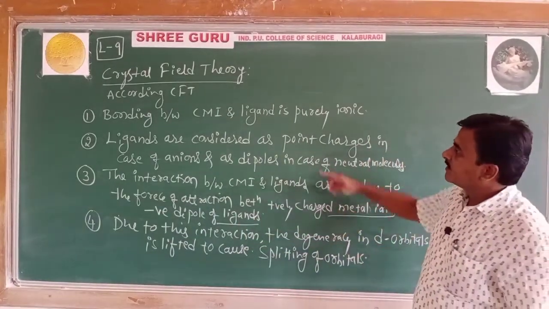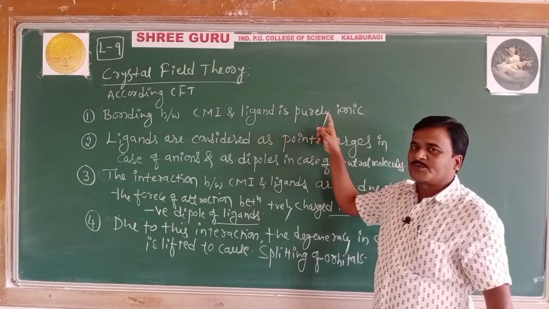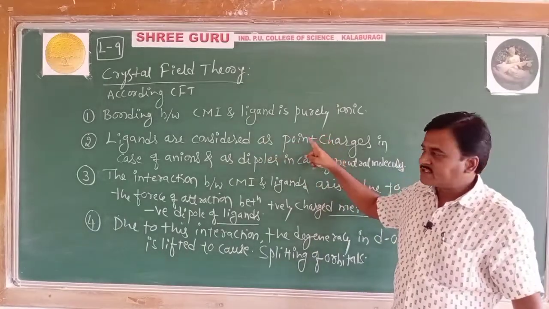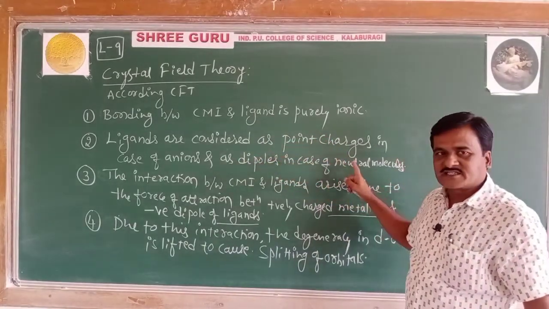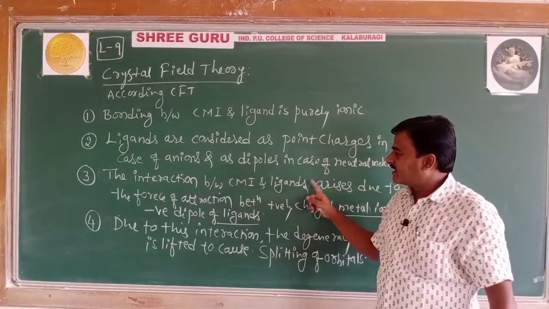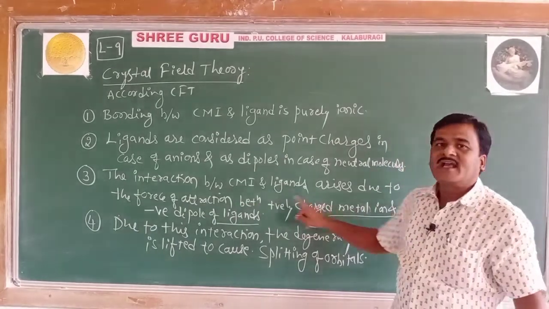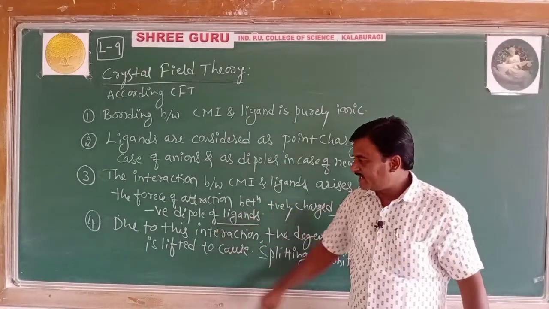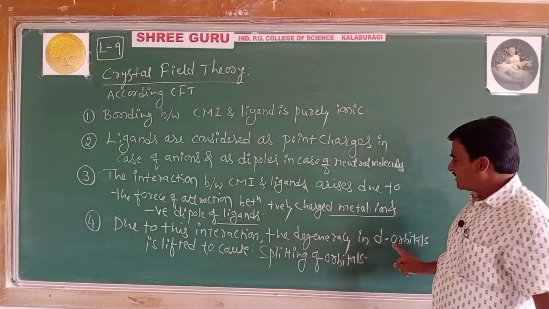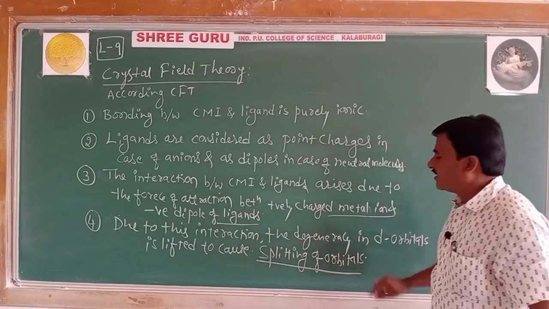Let me retrace once. According to CFT, the bonding between central metal ion and ligand is purely ionic. The ligands are considered as point charges in case of anions and dipoles in case of neutral molecules. The interaction between central metal ion and ligand arises due to the force of attraction between the positively charged metal ion and the negative dipole of the ligand. So due to this interaction, the degeneracy in the d orbitals is lifted to cause splitting of d orbitals.